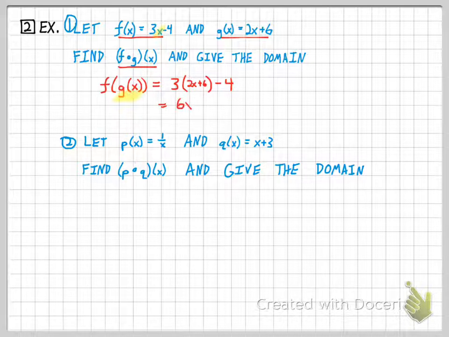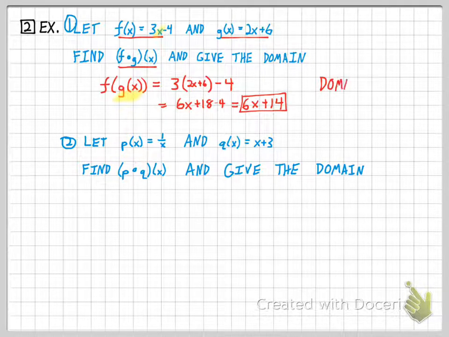Simplifying, I get 6x plus 18 minus 4, or 6x plus 14. Okay, that final answer is my composition function. And if we talk about the domain, since it asks us to do that, we want to think about the domain of both f and g. In this case, there aren't any problem values in the domain of g, and also there aren't any for f either, so our domain is simply going to be all real numbers, negative infinity to infinity.